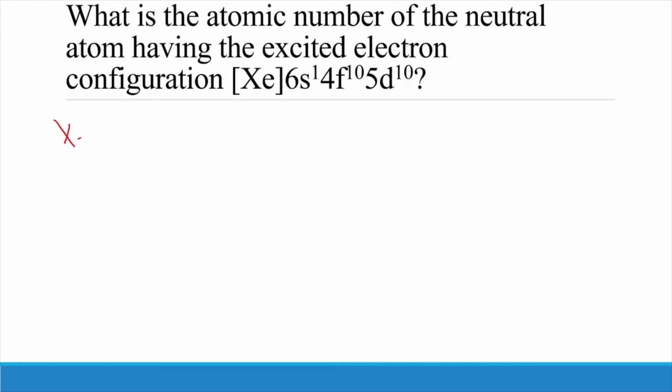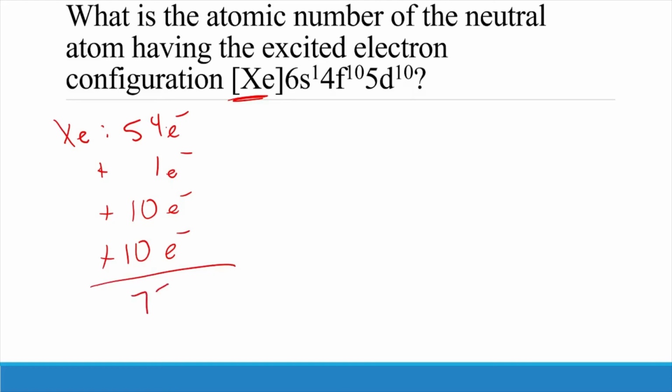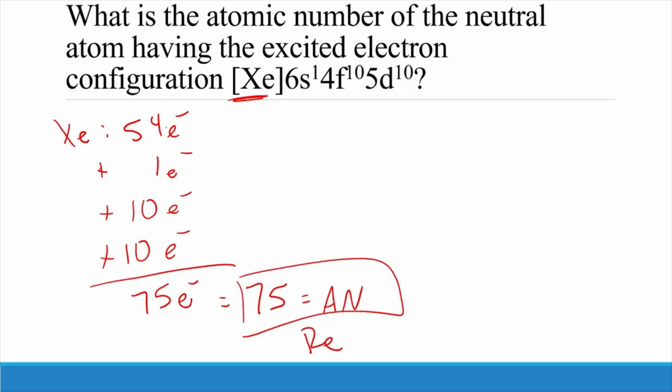So xenon, since that's our base here, has 54 electrons. And then we have 1 electron in 6s1, 10 electrons in 4f10, and 10 electrons in 5d10. So this adds up to be 75 electrons. This is a neutral charge, so that means that 75 is our atomic number. And this is rhenium.